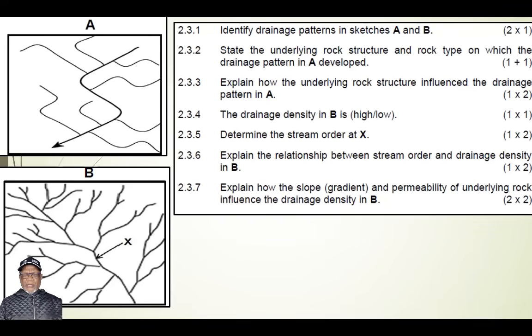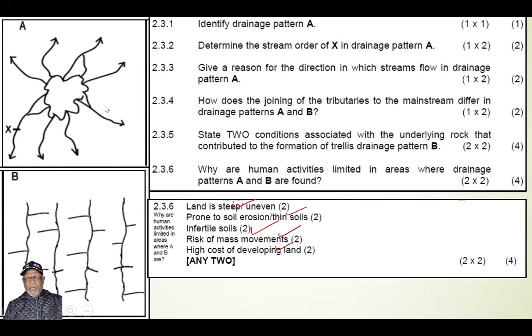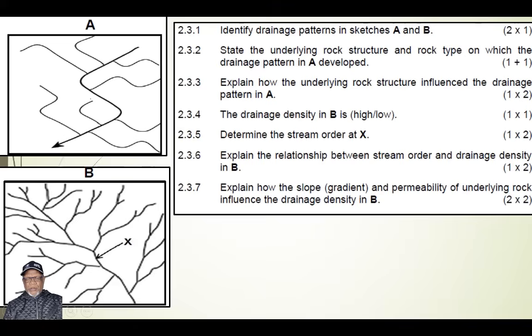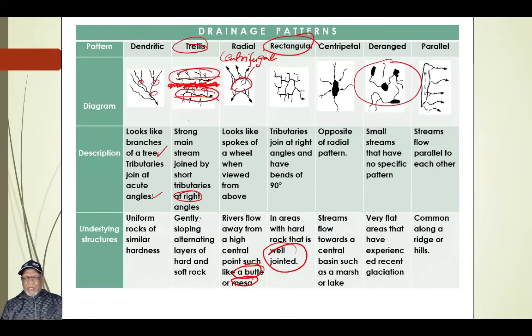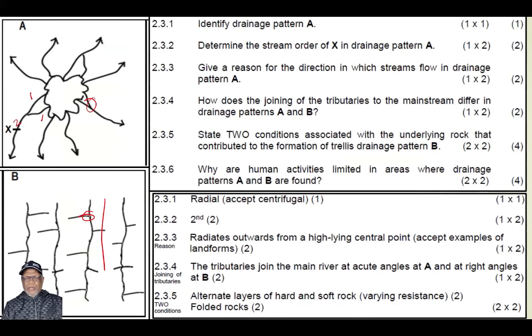Now, let's look at two other drainage patterns there. Identify drainage pattern in sketch A and B. We can see the mainstreams are bending there at 90 degrees, which means this one will be rectangular, and this one looks like the first one that we were looking at, which is the dendritic pattern.